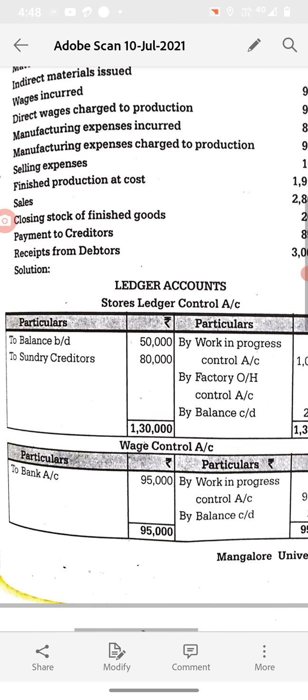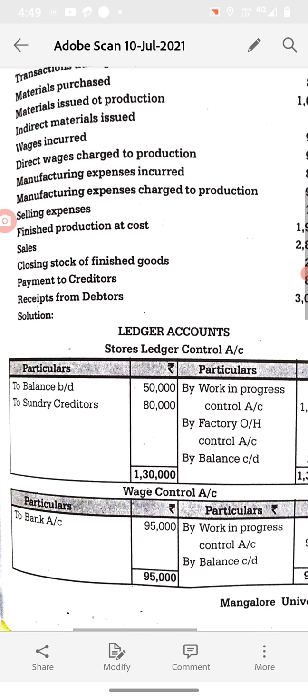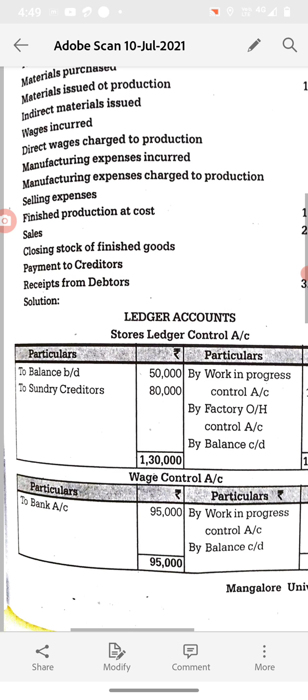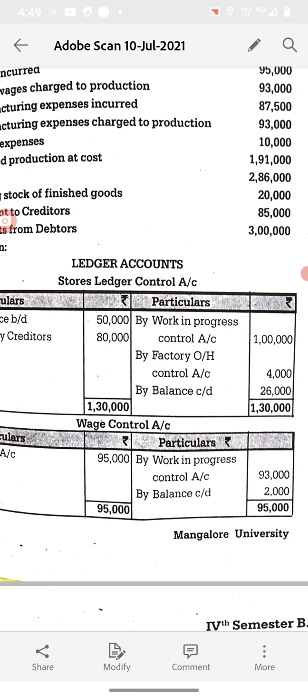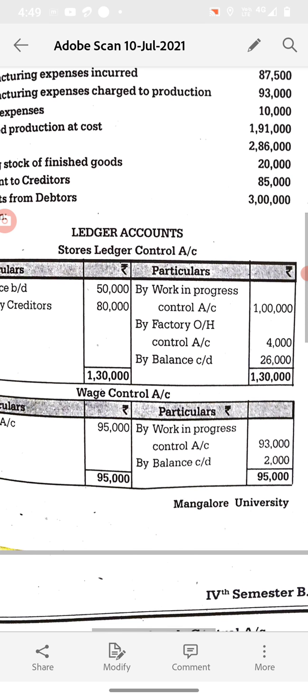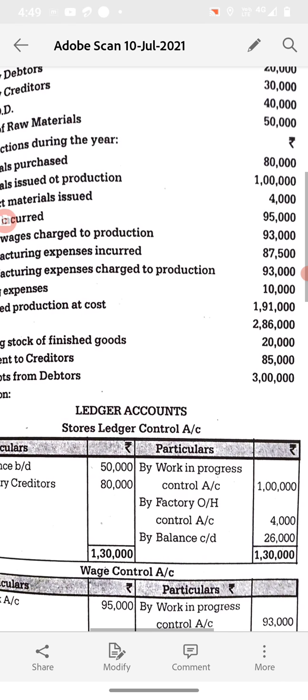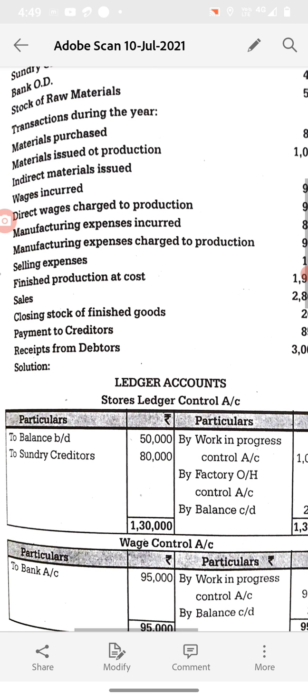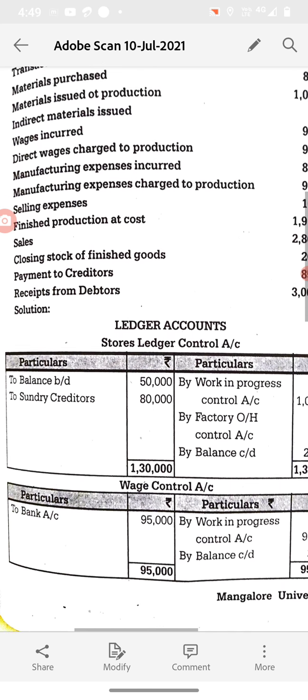So there by this one you have to write 95,000, wages control. And then direct wages charged to production. Now this is with regard to wages only charged to production. So production is work in progress. So in wages control account by work in progress control 93,000. So they have written 93,000. So there, direct wages charged to production.